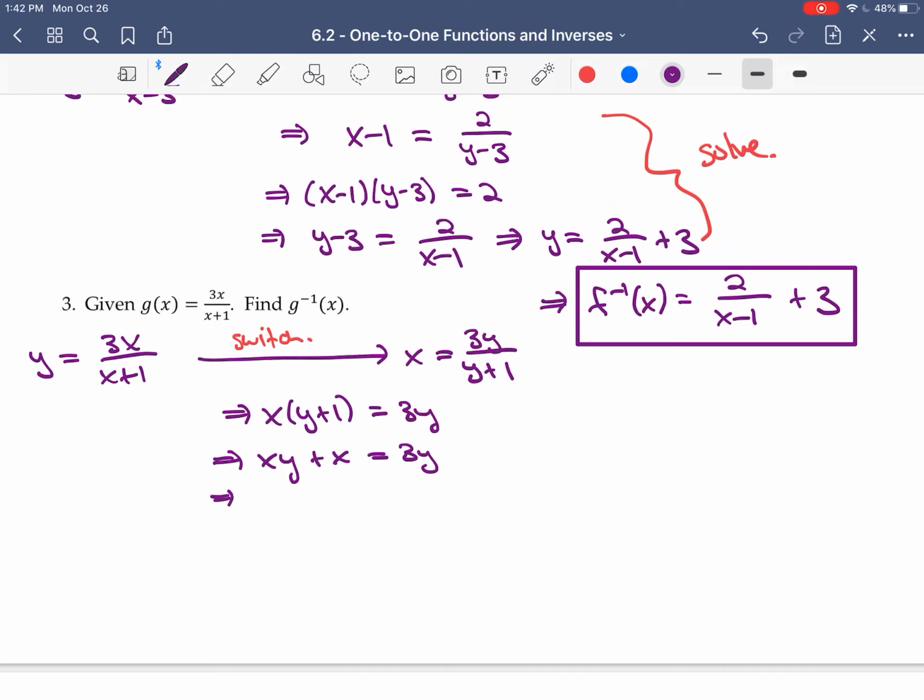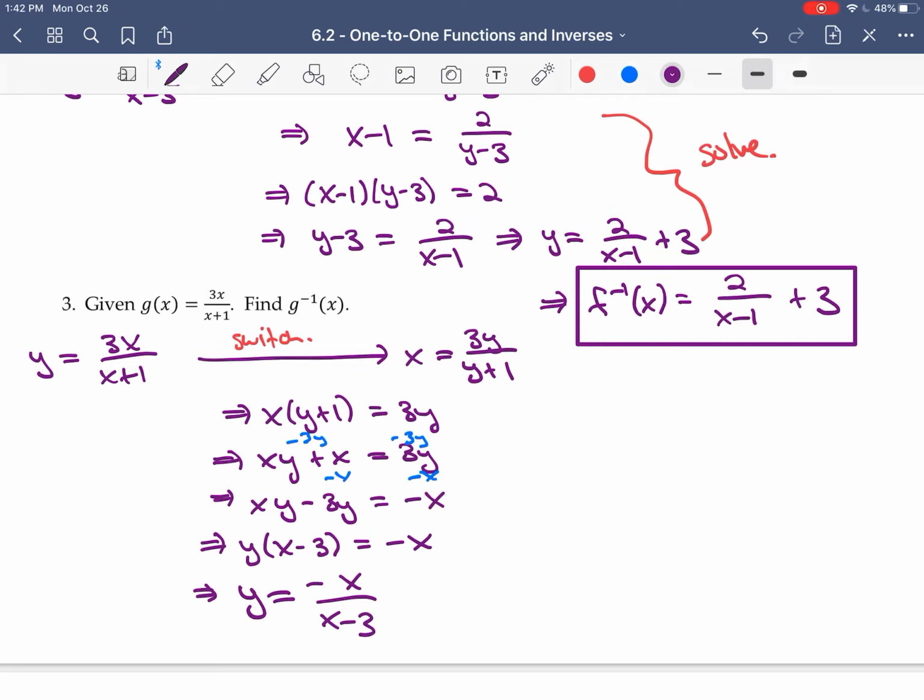I want the y's on the same side. So I'm going to subtract 3y on both sides and also subtract x on both sides. So I get xy minus 3y equals negative x. Now I can factor out the y, and I have x minus 3 on this side. And then I can divide by it. So y is negative x divided by x minus 3. So our function's called g here. So that means that g inverse of x is negative x over x minus 3.